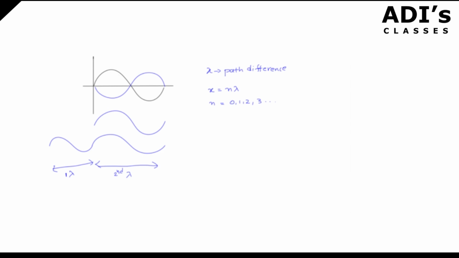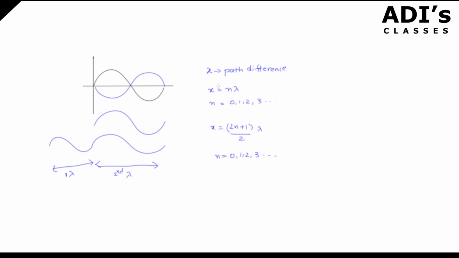So for a constructive interference, the path difference has to be n lambda. In other words, if x is the path difference between the two waves, then x is equal to n times lambda. Now, n is any integer, like 1, 2, 3, 4, and on and on. Whenever we have n lambda, we get a constructive interference, in other words, a bright fringe.